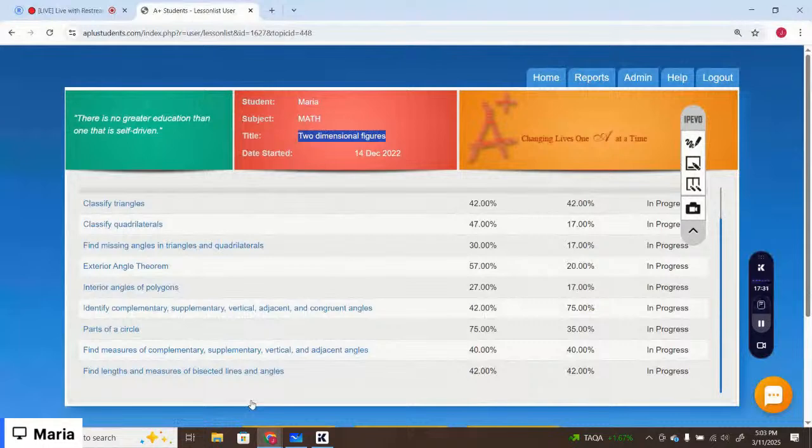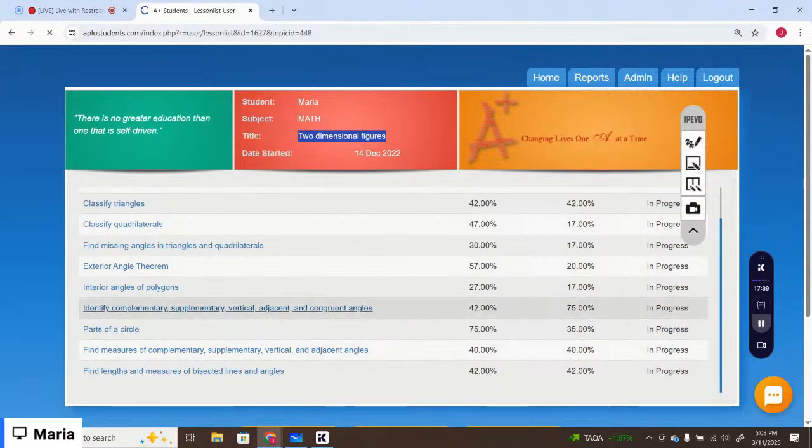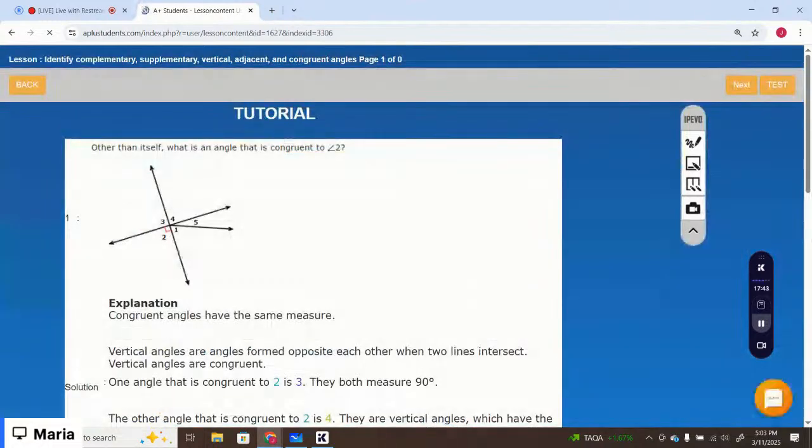Here, the chapter you're on right now is two-dimensional figures. Let's start with the lesson that is identify complementary, supplementary, vertical, adjacent, and congruent angles.